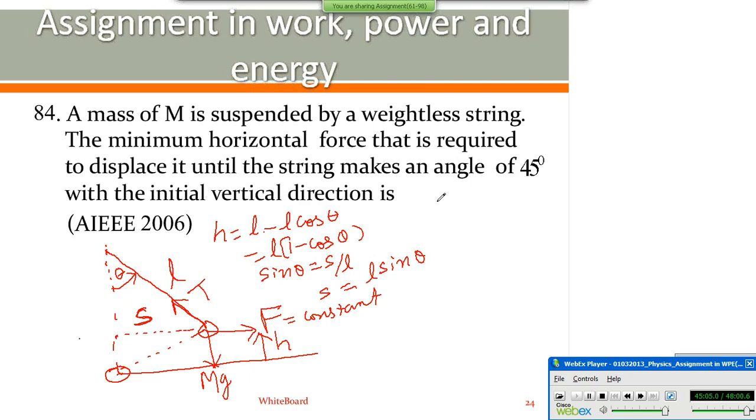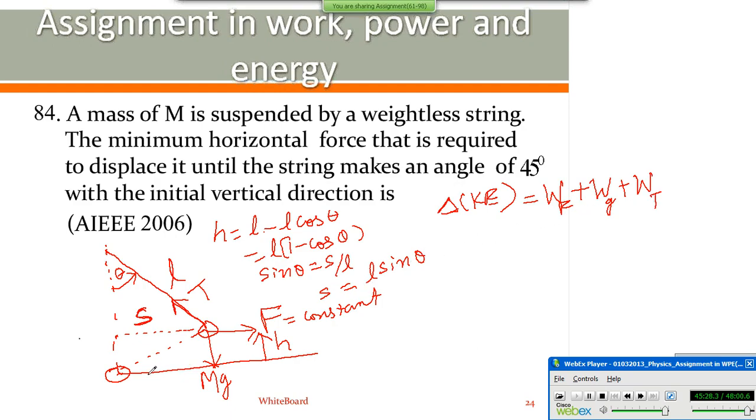We can solve the problem easily by using the work energy theorem. The change in the kinetic energy of the mass M is equal to the total work done by all the forces. That is, work done by the constant force F plus work done by the gravitational force plus work done by the tension force by the string.